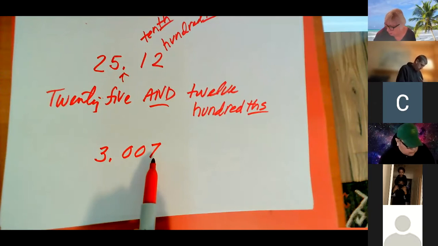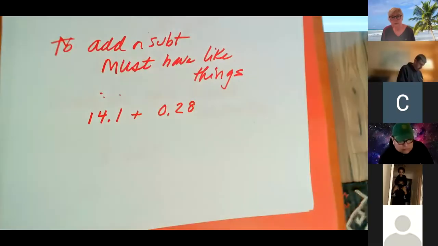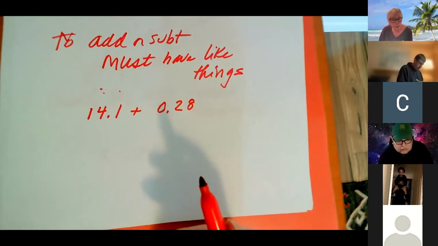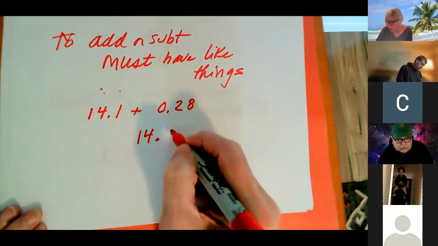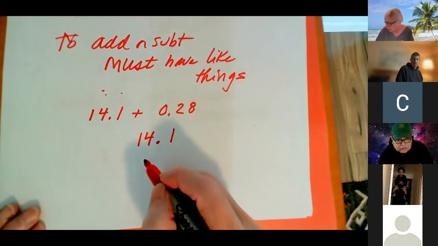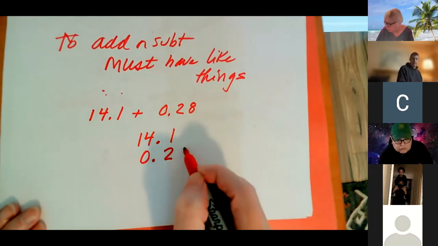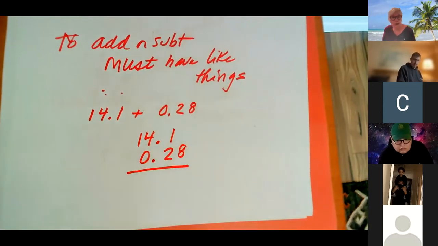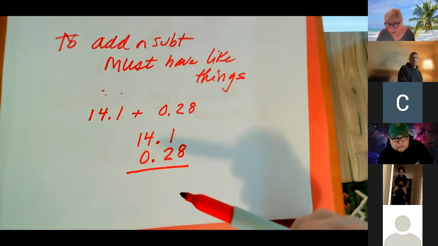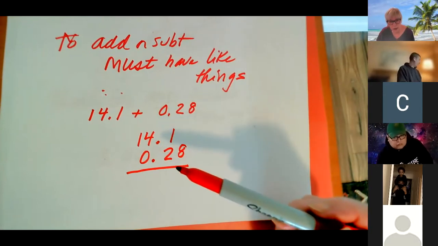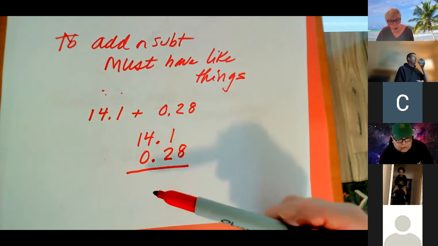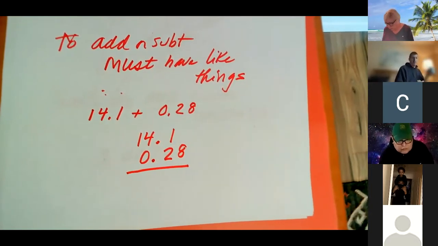So back to this problem, which I did a minute ago. I have to line them up. So this is 14 and 1/10. This is 0.28. Notice neatness counts here. I mean, not too much, but enough so that we have to do it. Notice the decimals line up. And most of you probably don't remember this, or although maybe you do.